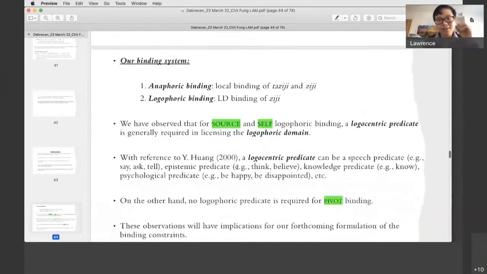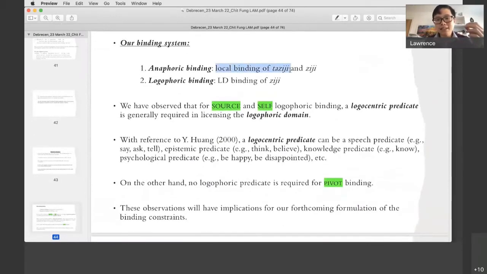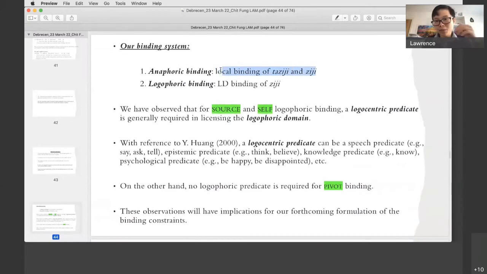So how am I going to characterize this kind of binding? I would say that the local binding of Ta-ziji and Ziji, I would classify as anaphoric binding, but the long-distance binding of Ziji, I would consider as logophoric binding. As I talk about logophoric binding, I will also further subcategorize it using the very useful taxonomy of self, source, and pivot to label that. In self, source, and pivot logophoric binding, we usually require what we call a logocentric predicate, for example verbs like say, think, believe, know, or feel. But no logophoric predicate is required for anaphoric binding.